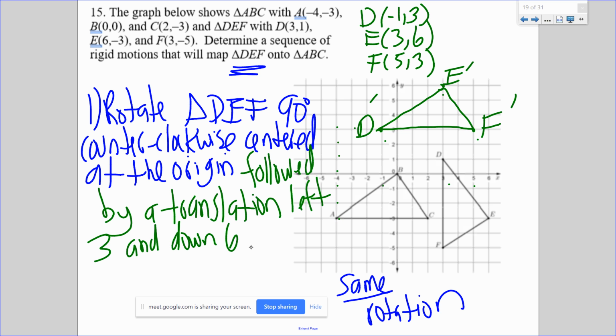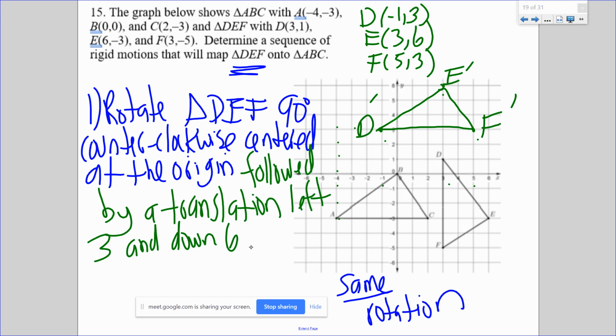Identify the transformation, check for orientation to help you. If the orientation is the same, it can't be a reflection, it's going to probably be a rotation. If the orientation is different, it's got to be a reflection. Do the reflection or rotation, and then translate the rest of the way.